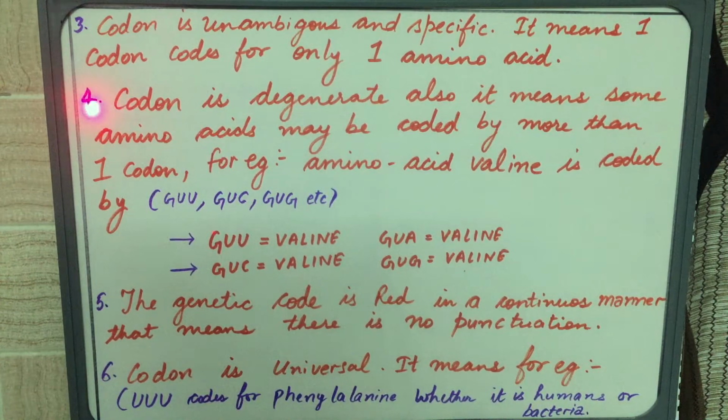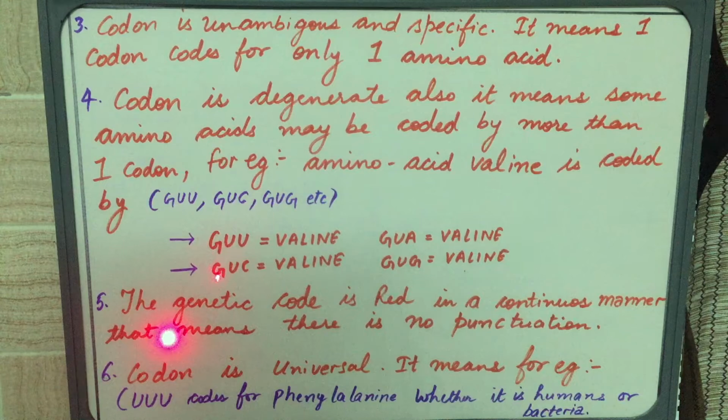The fourth property of codon is that it is degenerate, which means some amino acids can be coded by more than one codon. Now, what do you mean that some amino acid may be coded by more than one codon? Here is an example. Codon GUU codes for valine, and codon GUC also codes for valine. So here a single amino acid, that is valine, is coded by more than one codon that are GUU and GUC, which means codon is degenerate.